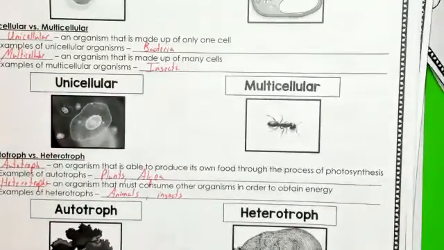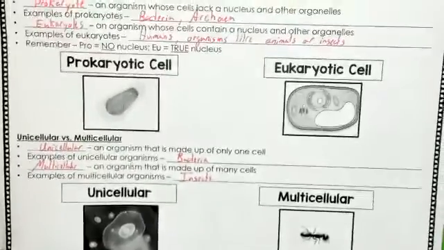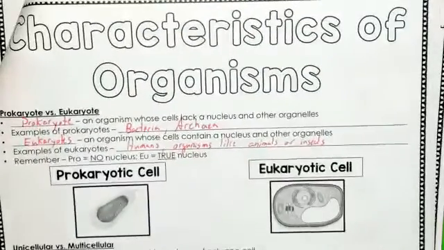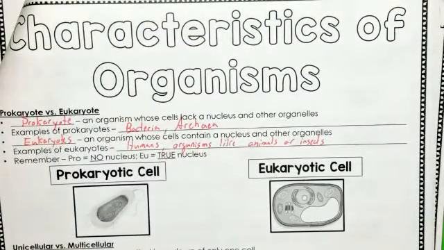You guys are doing great. We're almost done. We've got just this page and the back. All right, page 79, characteristics of organisms.